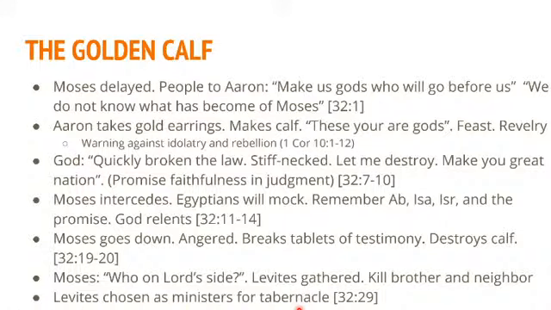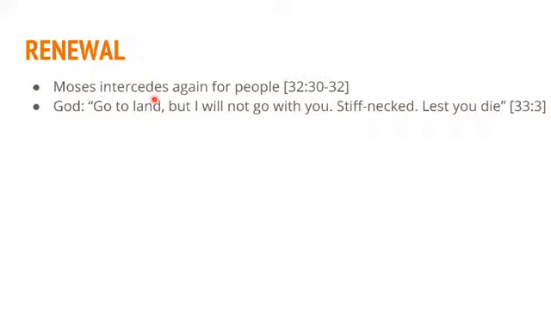So let's move forward now and complete Exodus quickly. Next we have the renewal. Obviously, remember, they have broken the covenant that they had made with God. So now what Moses wants to do is to renew that covenant which they had made, in other words, to undo that breaking of the covenant. So Moses again intercedes, right? He intercedes again on behalf of the people.